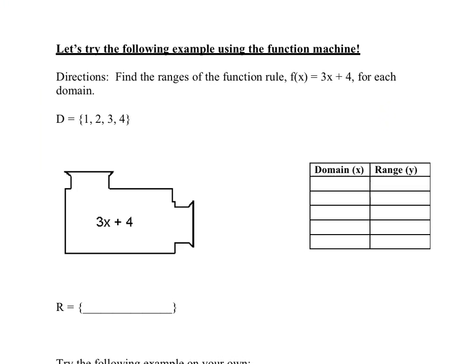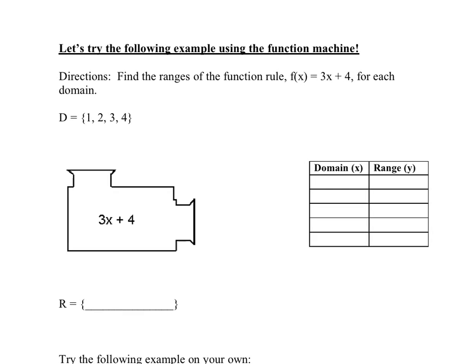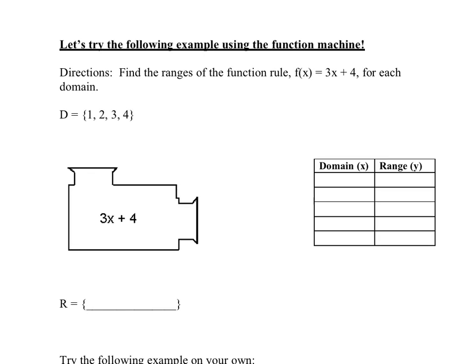So we're going to try our first function machine. Our function rule is f of x equals 3x plus 4, and then it gives me my domain. It gives me these 4 values for the domain, 1, 2, 3, 4. So what I'm doing is I'm taking each of those numbers one at a time, putting them in to this function, seeing what I get out. And I'm going to record my answers in this table over here. So 1, 2, 3, and 4 are the 4 different domains I got. And now I just got to figure out what their ranges are.